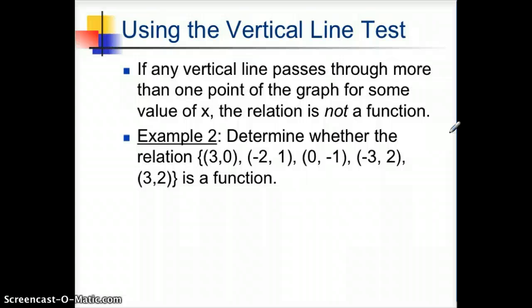So we're going to look at this example. We're going to determine whether the relation (3, 0), (-2, 1), (0, -1), (-3, 2), and (3, 2) is a function. So what we're going to do is first plot those points. I'm trying to go quickly, so I've already done this in advance, but you should plot those points on your paper and then come look at what I do.